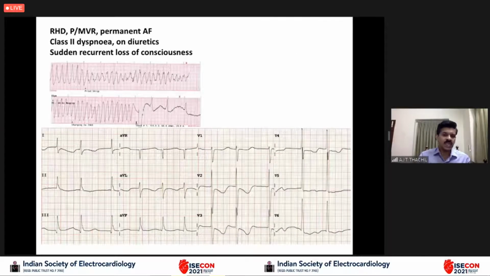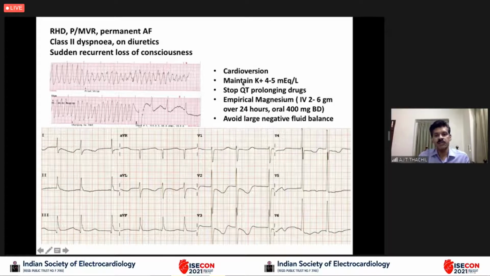So this is a situation where you have a polymorphic ventricular tachycardia. You first cardiovert, of course. And after that, what do you see? You see a very long QT. So in this situation, you correct the underlying condition.